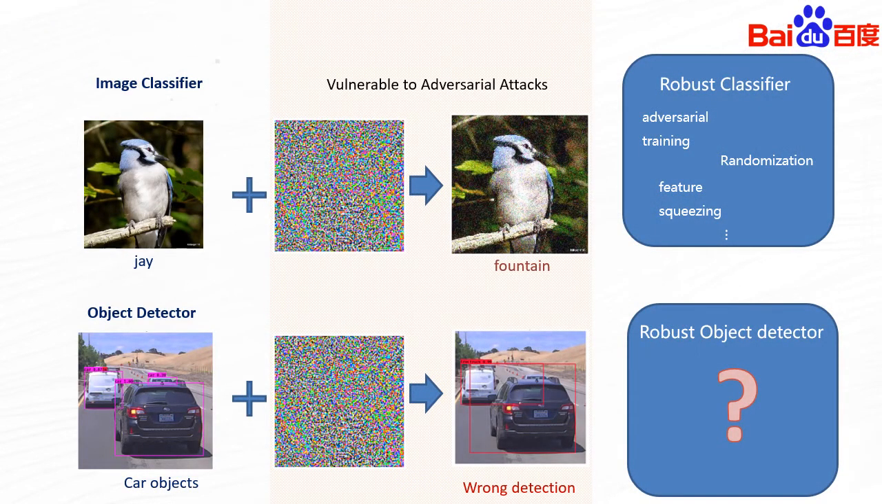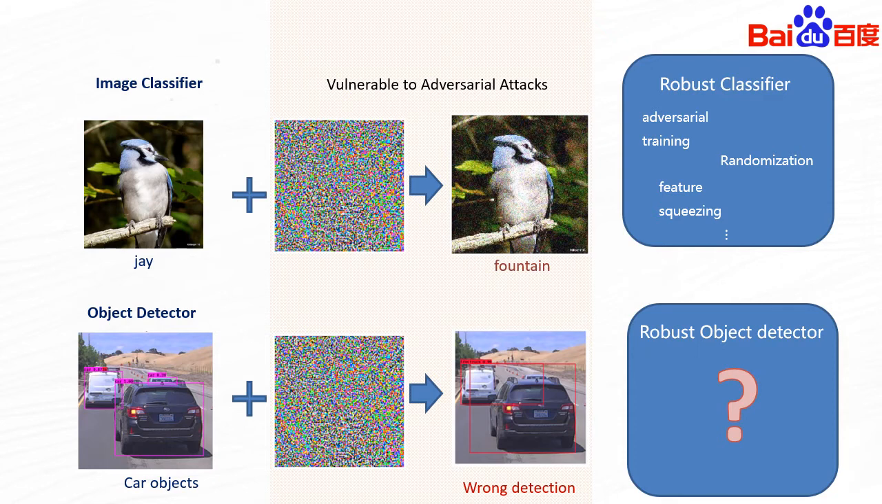It is well known that deep neural networks can achieve excellent performance in many tasks, but their performance might drop when the inputs are subject to small adversary perturbations. For example, small but carefully crafted perturbation can make an image classifier think a jay is a fountain.